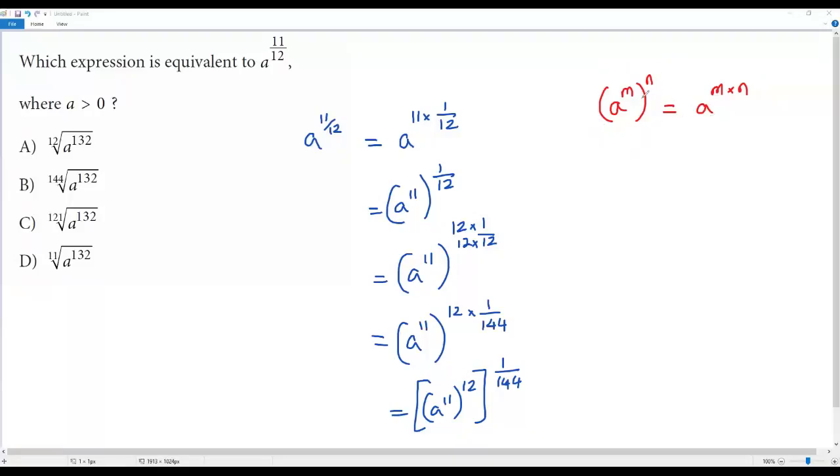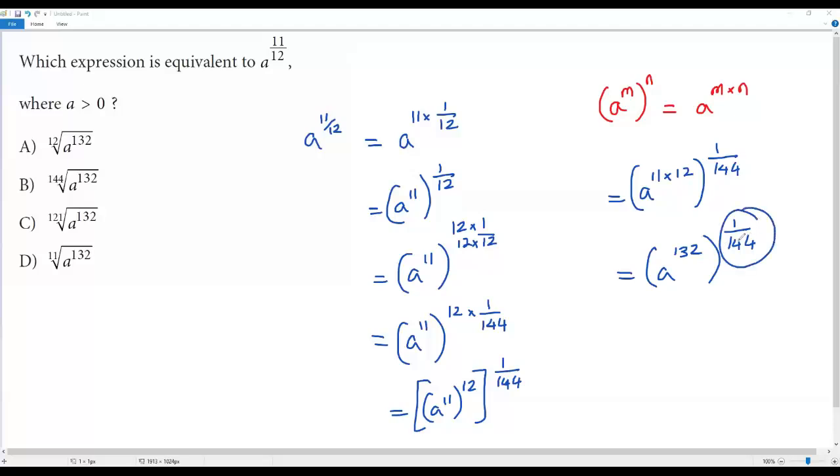So what do we do over here? We multiply the two exponents m and n. The same thing, we have to multiply these two exponents 11 and 12. So a to the power 11 times 12 whole to the power 1 over 144. When I multiply 11 and 12, I'm getting a to the power 132 whole to the power 1 over 144. So here the exponent is a fraction with 1 as a numerator.